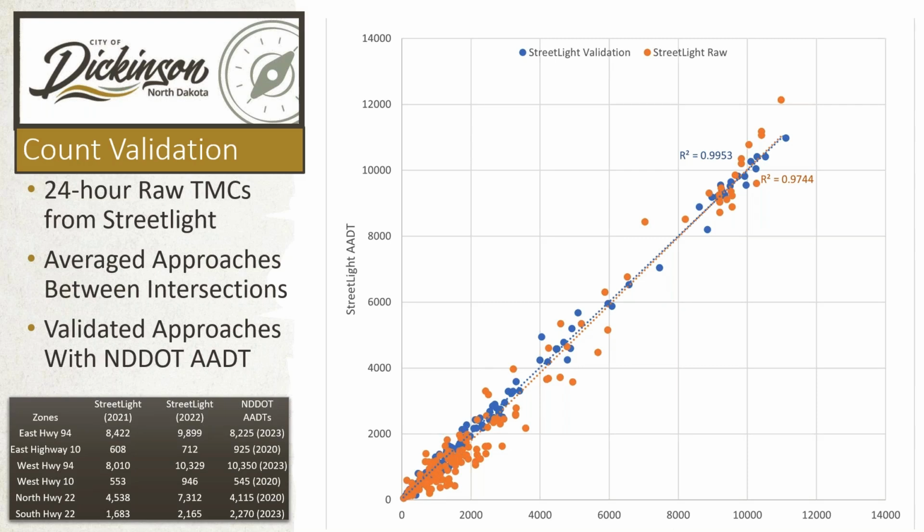Just the raw data compared to North Dakota AADTs, we ended up with a 0.97 R-squared value. Of course, a couple more decimal points on there, but for consistency, 0.97. After we validated that Streetlight data and adjusted a little bit with some weighted averages throughout the corridor, we did end up with an R-squared value of 0.99. So definitely fit much better and allows us to have accurate values moving forward that we could then input into the model.